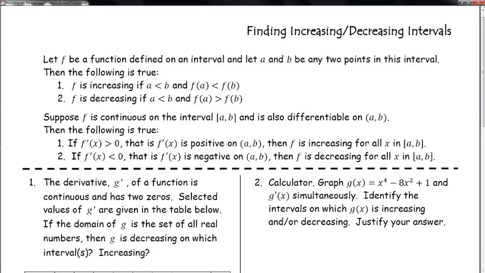Okay, we're going to talk about increasing and decreasing. We've already discussed this a little bit, so this is a bit of a review. Let f be a function defined on the interval, and let a and b be any 2 points on the interval. Then the following is true.